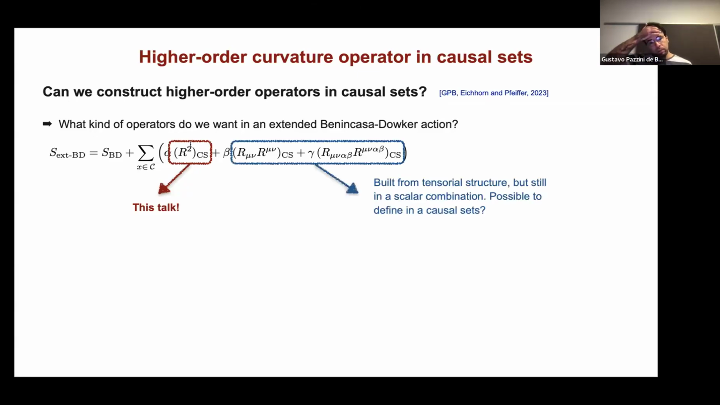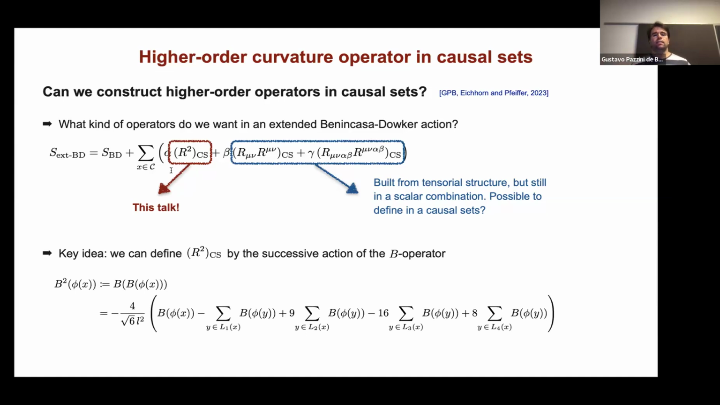I want to raise the point here that, in principle, we can think that the other operators are not possible to construct because they are built in terms of tensorial quantities. But we have been discussing, Astrid and I, and we think that there is a way to extract these operators as well. But this is still an idea that we are starting to explore, and we don't have any concrete result at this moment. So let me focus on the scalar curvature square.